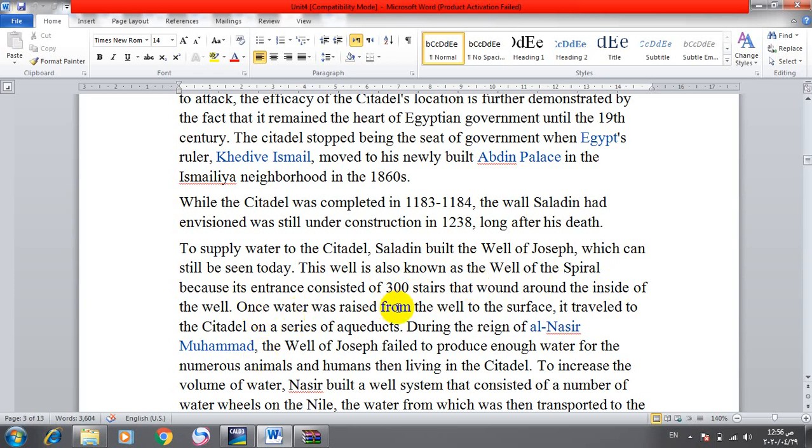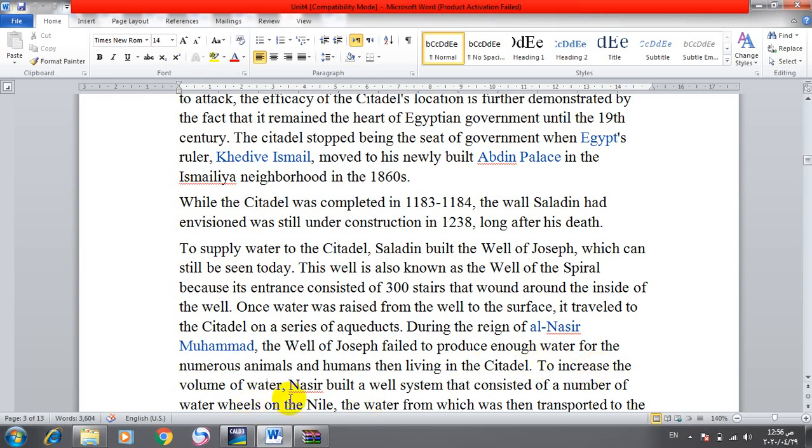Once water was raised from the well to the surface, it traveled to the citadel on a series of aqueducts during the reign of Nasser Muhammad. The Well of Joseph failed to produce enough water for the numerous animals and humans then living in the citadel.